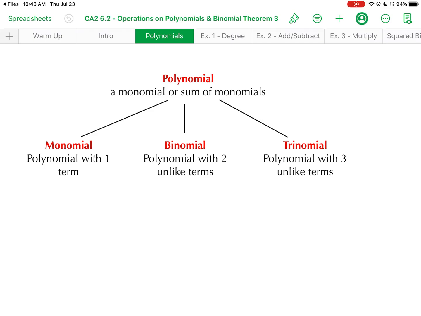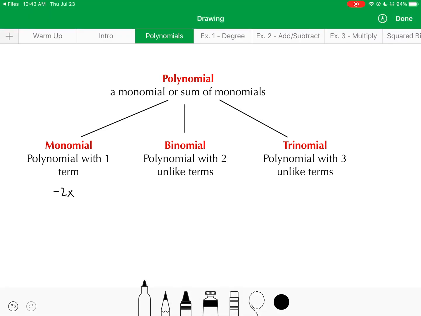So from there, we have special names for different polynomials based on how many terms they have. A monomial would be, again, a polynomial that just has one term. So that would be something like negative 2x, okay? A binomial would be a polynomial with two unlike terms. So just think of me taking the first monomial of negative 2x and then adding another term to it.